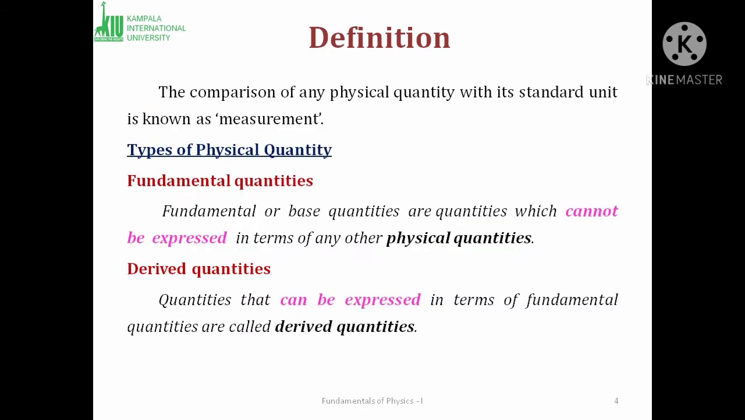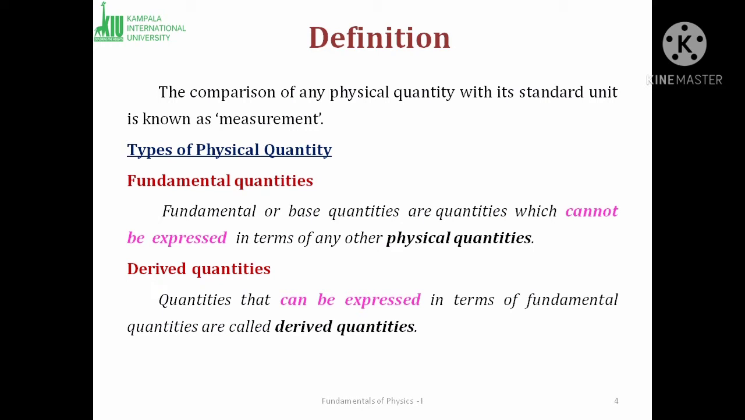Okay, then what is measurement? It's the comparison of any physical quantity with its standard unit is called measurement. So physical quantity is the property of an object that can be quantified. There are two types of physical quantity, fundamental quantity and derived quantity. Fundamental quantity is also called as base quantity. It is the quantity which cannot be expressed in terms of any other physical quantity.